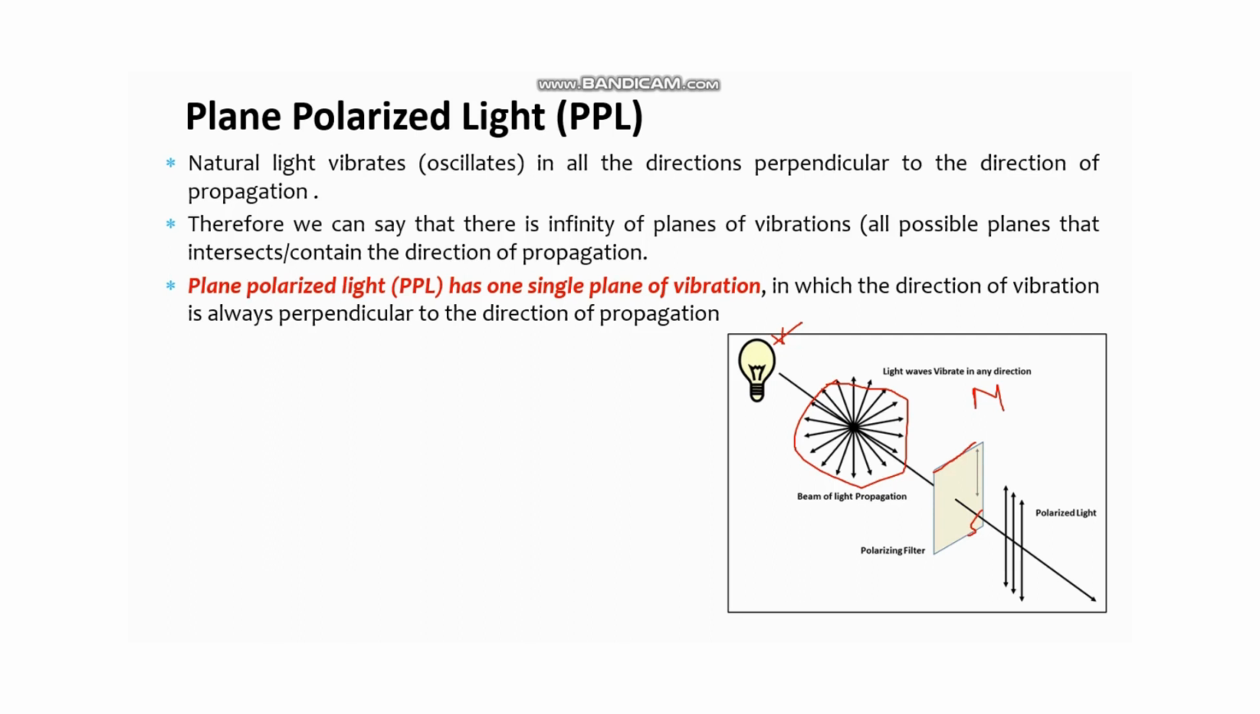The direction of vibration is always perpendicular to the direction of propagation. The propagation is in this direction, but the direction of vibration is perpendicular to the direction of propagation. Basically, that is why in plane polarized light you are able to see color, because your eyes are able to see a particular color with the help of visible light.